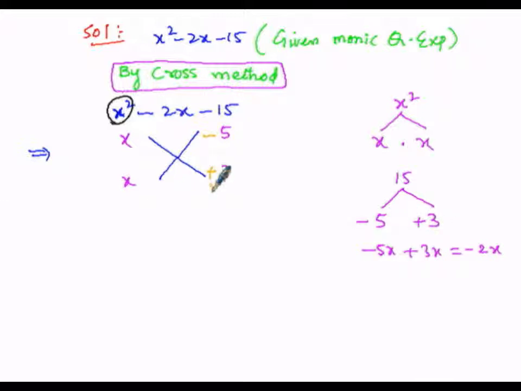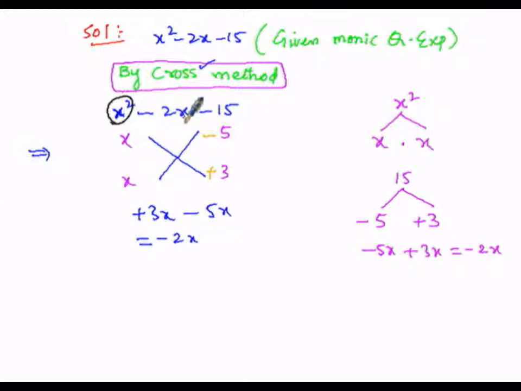Then by cross multiplying, since this is the cross method, we have to cross multiply. Plus 3 into x is plus 3x, then minus 5 into x is minus 5x. By simplification, plus into minus is minus, by subtracting, 5 minus 3 is 2x, the greater one is 5, whose sign is minus, so I am getting the middle term minus 2x.